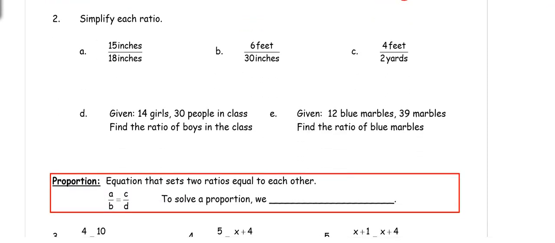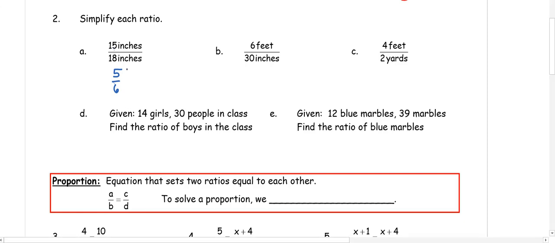Number 2, simplify each ratio. Now, when you are simplifying ratios, they have to have the same units. So inches, people, months, hours, days. So we're going to make sure they have the same units before we simplify. So in A, we have 15 inches over 18 inches. Both of these are inches, so we can reduce right away by taking 3 out of both and dividing, and we get 5/6.